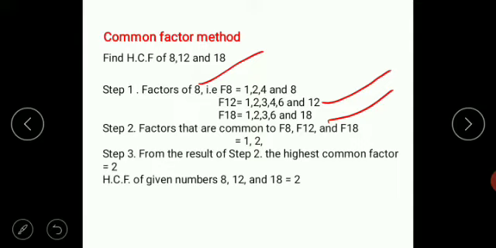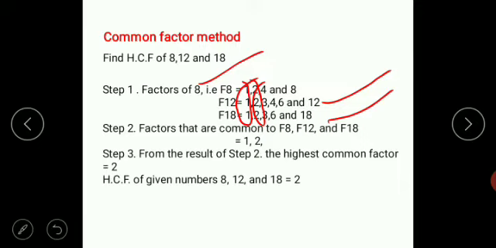Then next, step 2. Factors that are common to 8, 12 and 18. In these factors we have found, we have to find out which are common factors for all the 3. See, 1 is common in all the three. 2 is common in all the three. And is there any other number which is common in all the three? No, only 1 and 2. So we have found the common factors of 8, 12 and 18. That is 1 and 2.